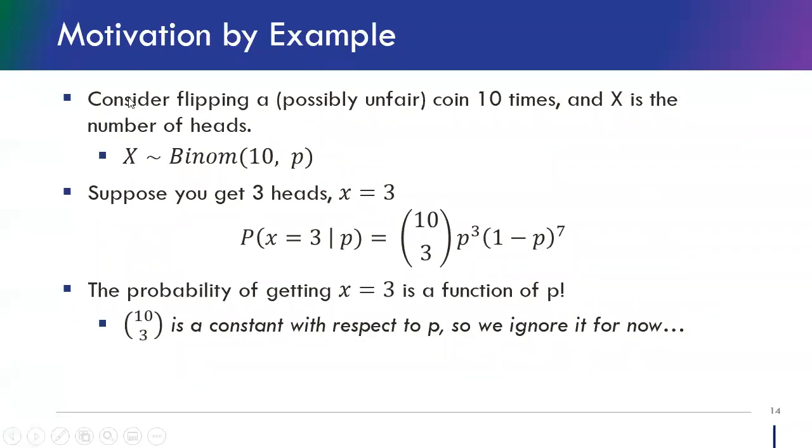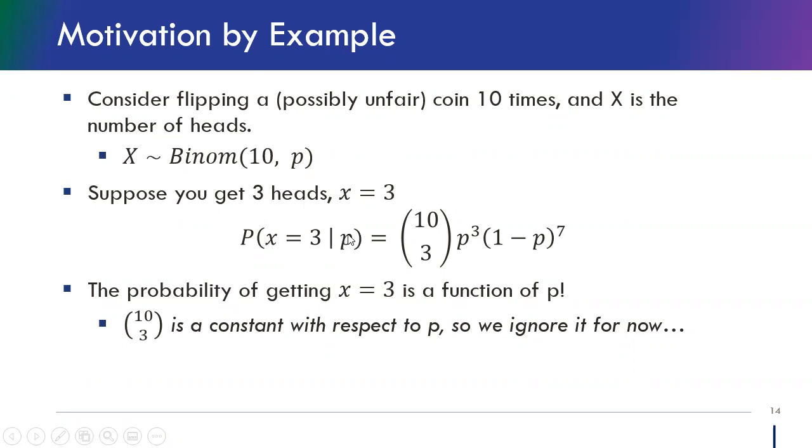So consider flipping a coin 10 times, and X is the number of heads, and we can use a binomial distribution for this X, right? N equals 10, and this P, we will say we do not know. This is the parameter, the proportion for this random variable X. Suppose you get 3 heads, this is the data you observed. So you flipped the coin 10 times and you got 3. So this is your data, X equals 3.